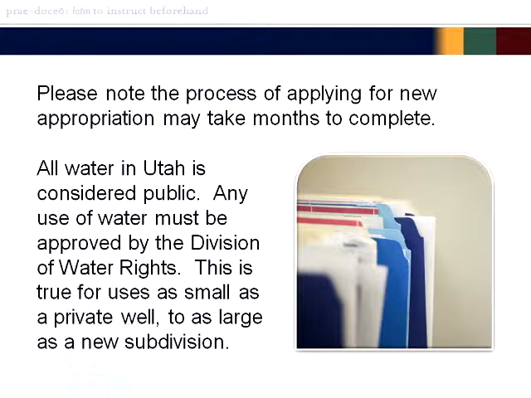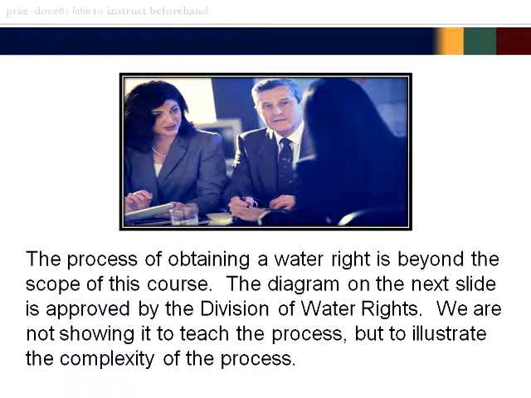All water in Utah is considered public. Any use of the water must be approved by the Division of Water Rights. This is true for uses as small as a private well to as large as a new subdivision. The process of obtaining a water right is beyond the scope of this course. The diagram on the next slide is approved by the Division of Water Rights. We are not showing it to teach the process, but to illustrate the complexity of the process.